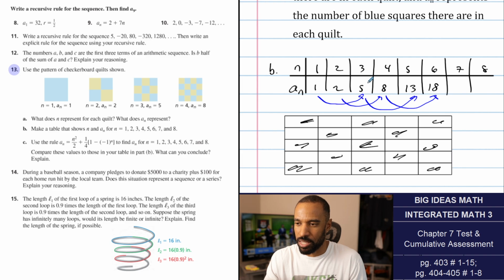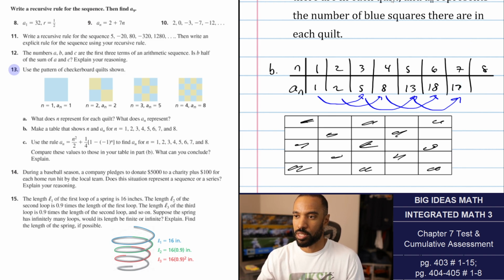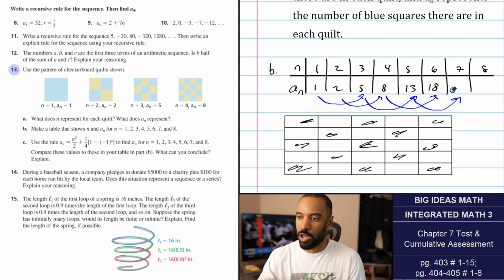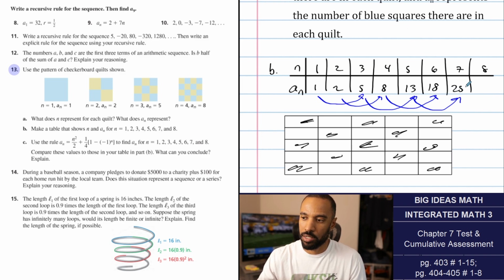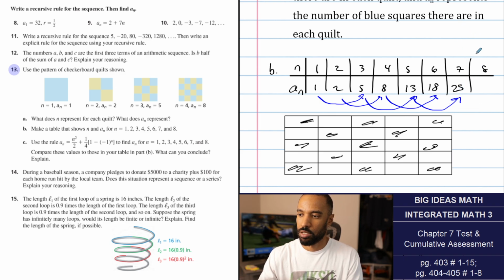I'm looking at odds and evens separately so far. From 1 to 5 was plus 4. From 2 to 8 was plus 6. From 5 to 13 was plus 8. From 8 to 18 was plus 10. From 13 to this one must be plus 12. Oh, plus 12, that's 25. And then from this one to this one must be plus 14. So 32.